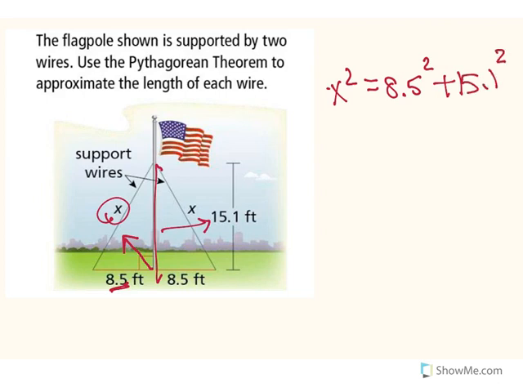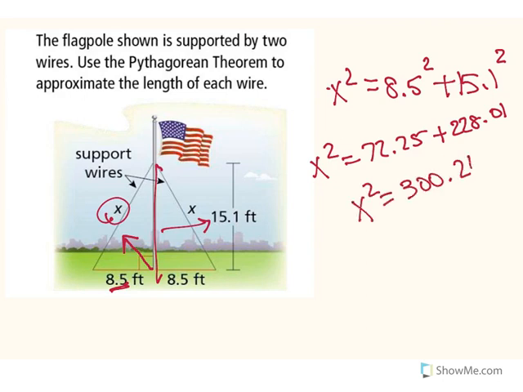15.1 squared. And so x squared equals 8.5 squared gives me 72.25 plus 15.1 squared, which is 228.01. Add those two things up, and I'm going to get that x squared equals 300.26. Do not round that to 300.